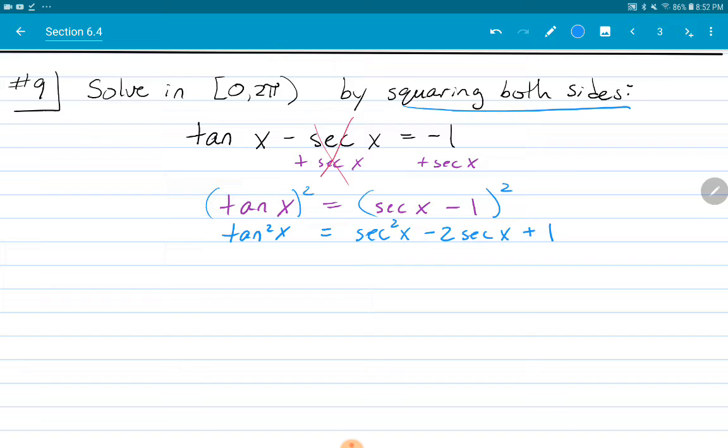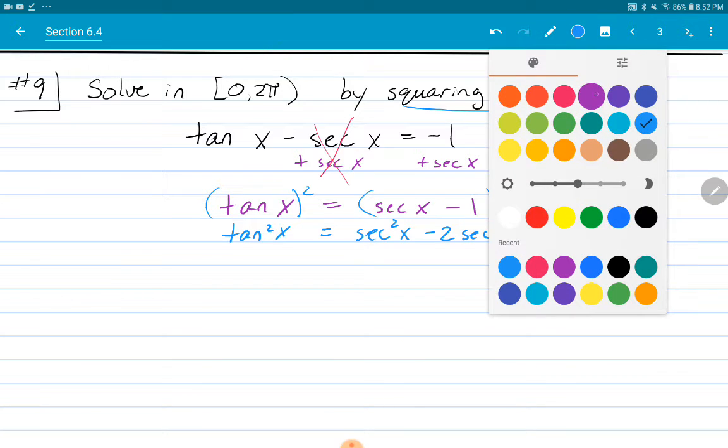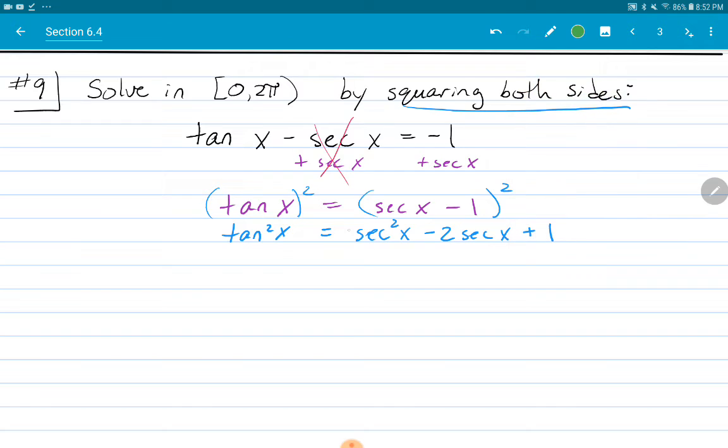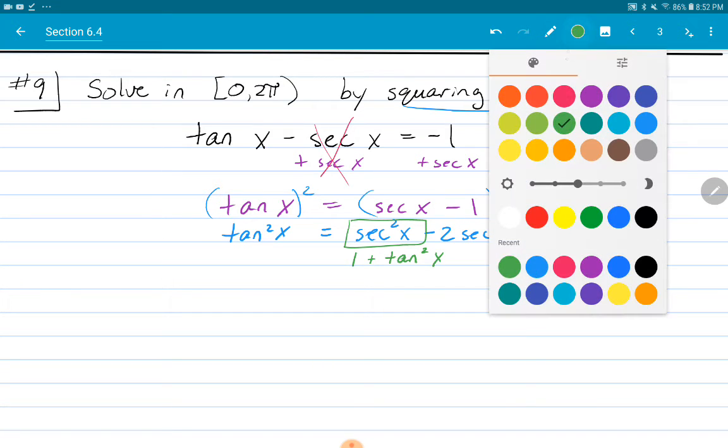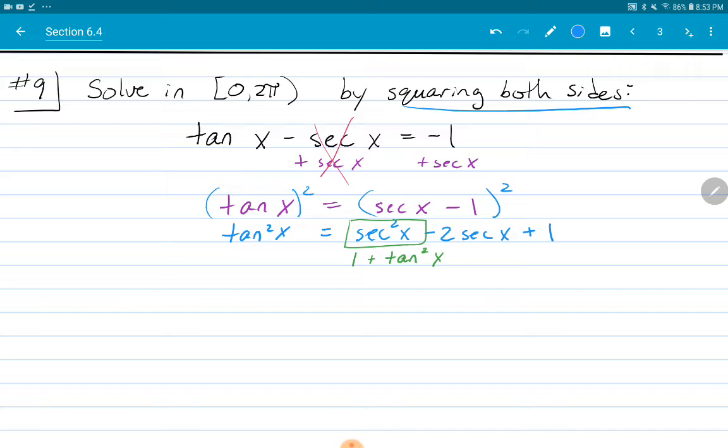So now I can look for my identities and I can replace this guy with a 1 plus tangent squared x. And I'll just rewrite all the rest, minus 2, not changing anything else at this time on this line.